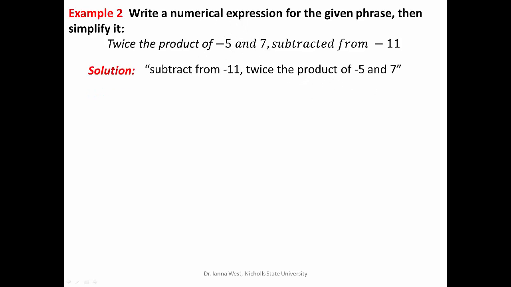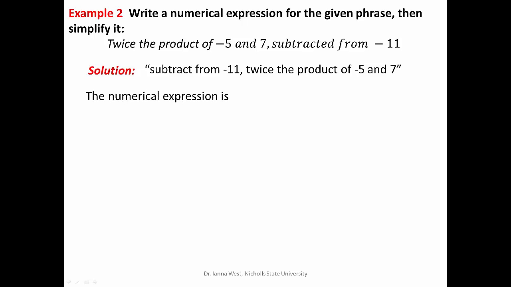We will now write the numerical expression for the phrase twice the product of -5 and 7 subtracted from -11. We may rewrite this expression as subtract from -11 twice the product of -5 and 7. Twice the product means we will multiply 2 times the product of -5 and 7. Recall that a product means multiply. Therefore, twice the product of -5 and 7 means that we will multiply 2 times -5 times 7.